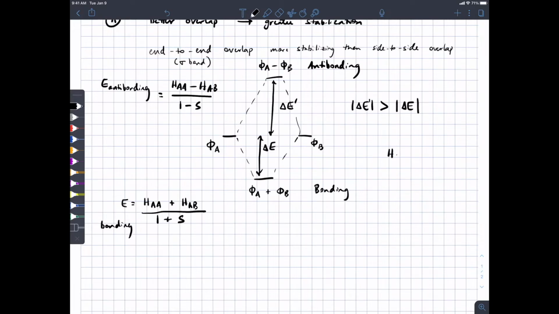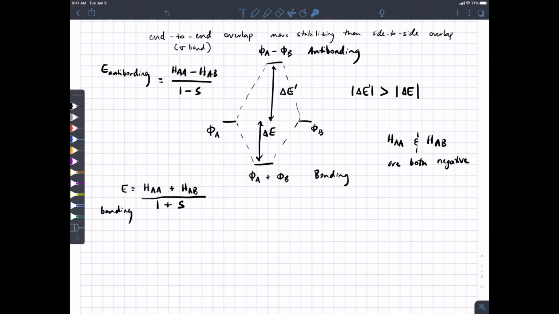Just to clarify, remember that HAA and HAB are both negative, because having an electron shared between two nuclei and having an electron near one nucleus are both more favorable than having an electron an infinite distance from the nuclei. And then S in the denominator is the overlap integral, which does talk about how much two orbitals actually overlap in space. To the extent this number is different from 0, the bonding orbital will be not quite as low in energy as the anti-bonding orbital is above the line where you started.